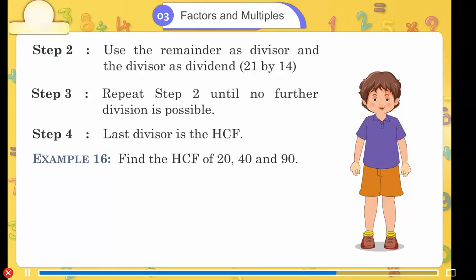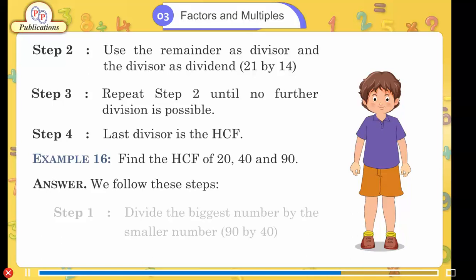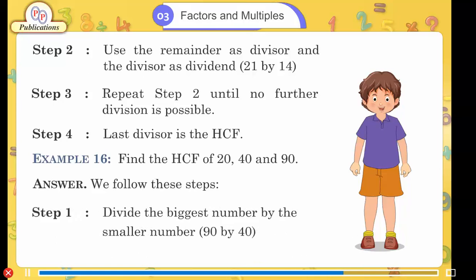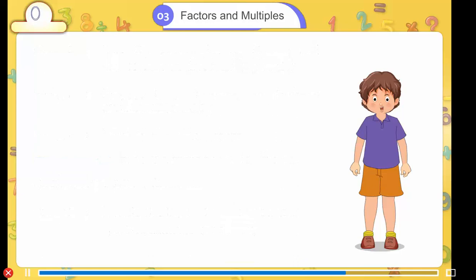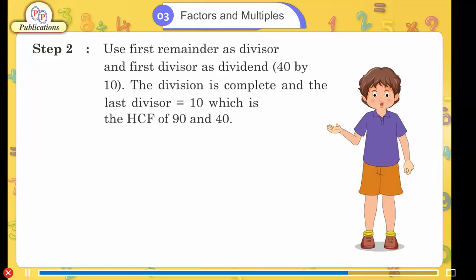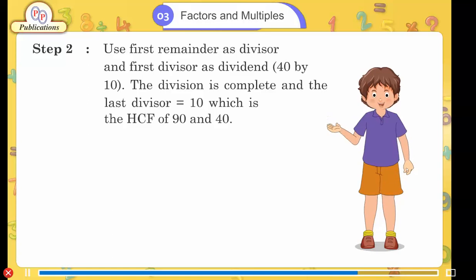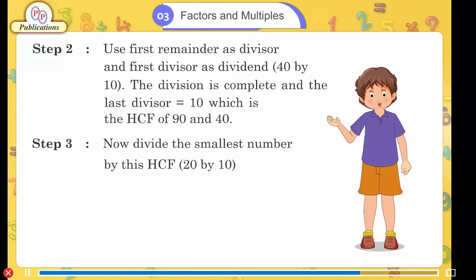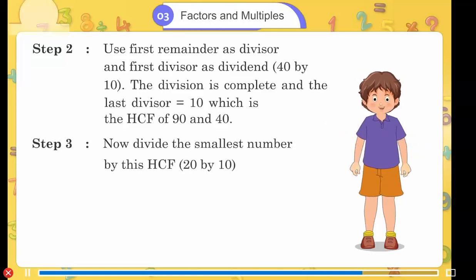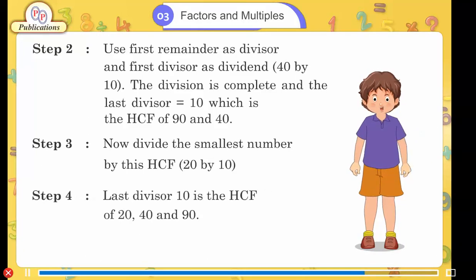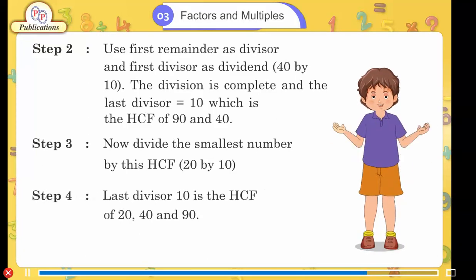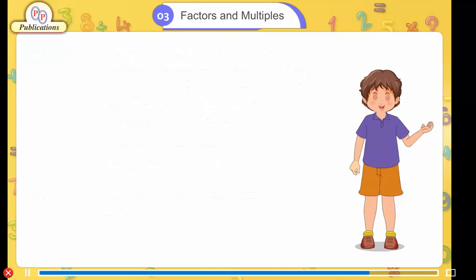Example 16. Find the HCF of 20, 40 and 90. Answer, we follow these steps. Step 1. Divide the biggest number by the smaller number, 90 by 40. Step 2. Use first remainder as divisor and first divisor as dividend, 40 by 10. The division is complete and the last divisor is equal to 10, which is the HCF of 90 and 40. Step 3. Now divide the smallest number by this HCF, 20 by 10. Step 4. Last divisor 10 is the HCF of 20, 40 and 90.